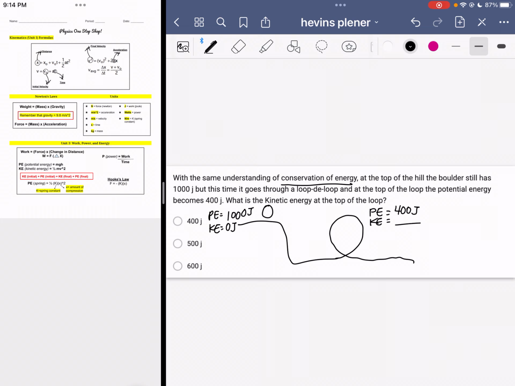Well, we have to know that this plus this has to equal 1,000 joules because that's what we have at the beginning. Right? So, how do you find out? 1,000 minus 400 is 600 joules because 400 plus 600 equals 1,000, which is what we need over here.